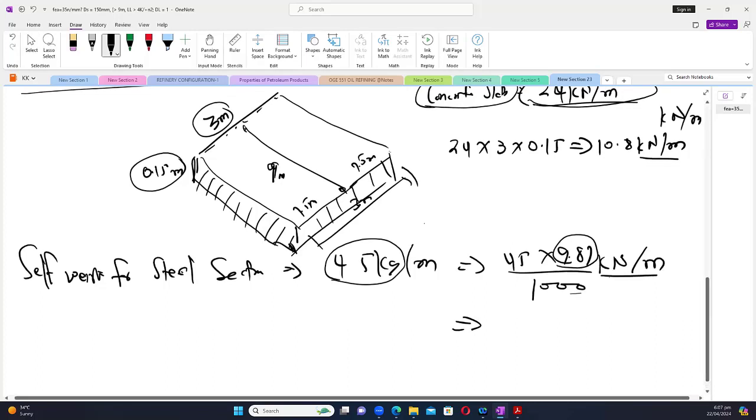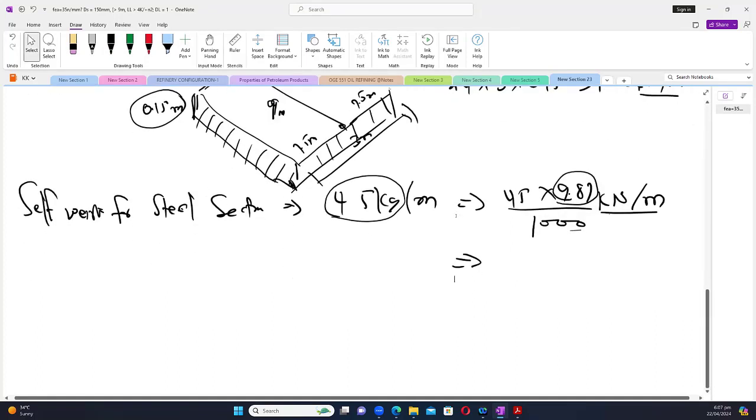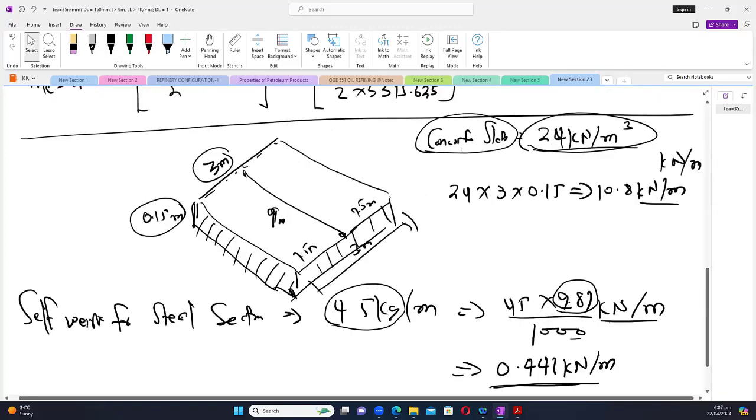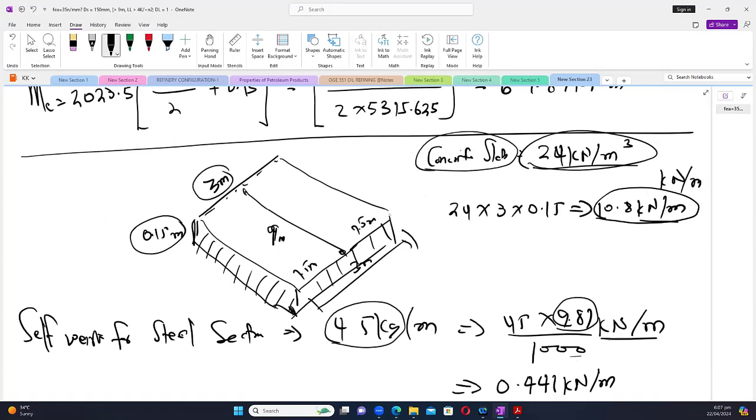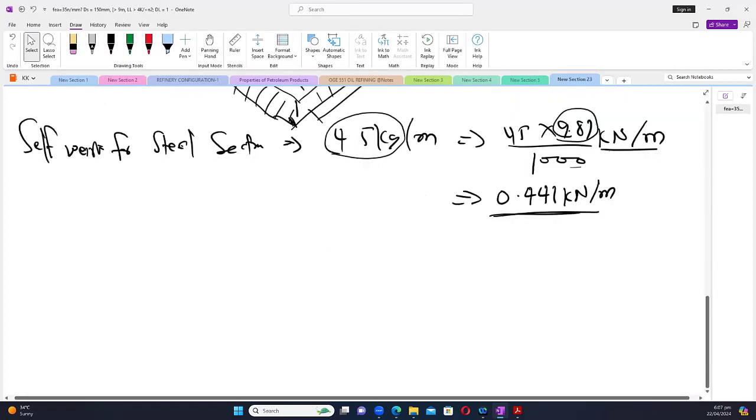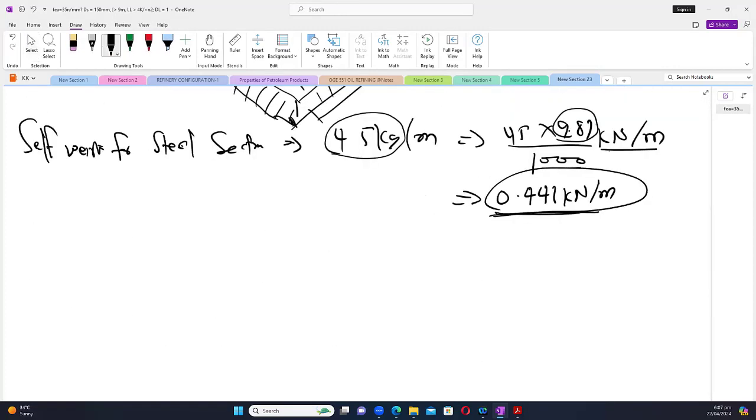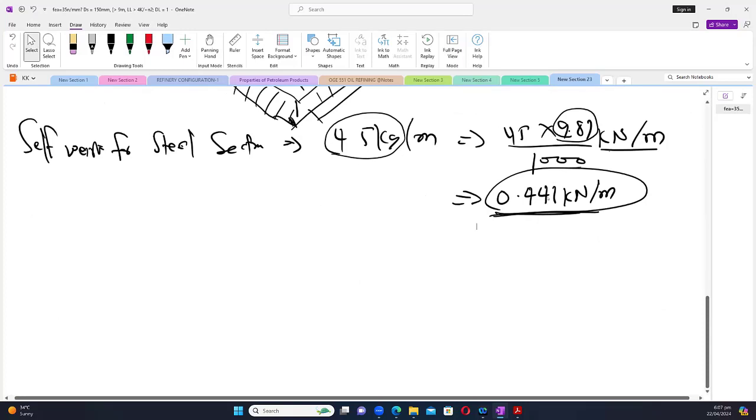Okay, any calculation on this? 0.441 kilonewton per meter. And please, these are all dead loads. So I'm going to circle this. We'll add this to this. Now, currently, these dead loads are from the self weight of the system.